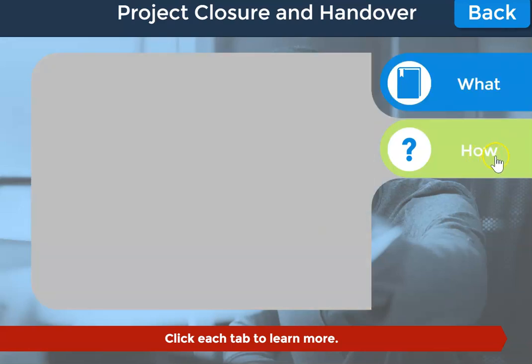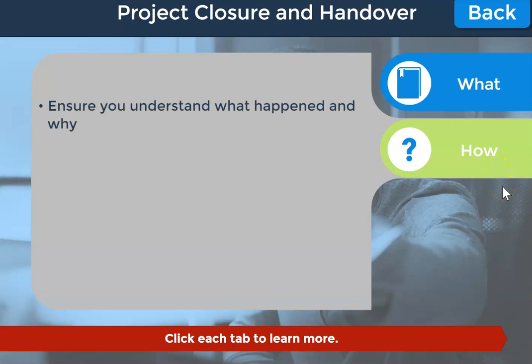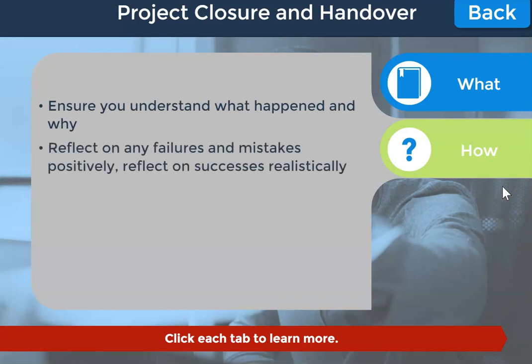At the end of your successful project, hold a review with the team and meet with all stakeholders to define the closure process. Ensure you understand what happened and why. Reflect on any failures and mistakes positively, objectively, and without allocating personal blame. But also reflect on successes gratefully and realistically establish the closure criteria with the customer.